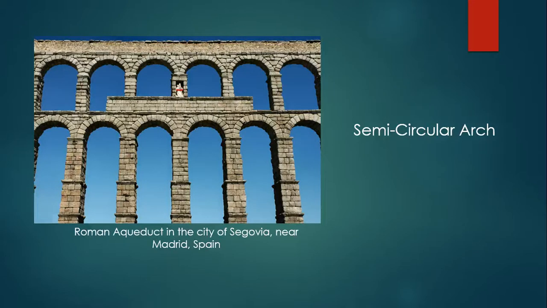So we're going to use compass and straight edge to make some geometric constructions of arches, and we're going to start with the semicircular arch. The semicircular arch is called semicircular because of the shape of the arch that's above that spring line. It's in the shape of a semicircle.